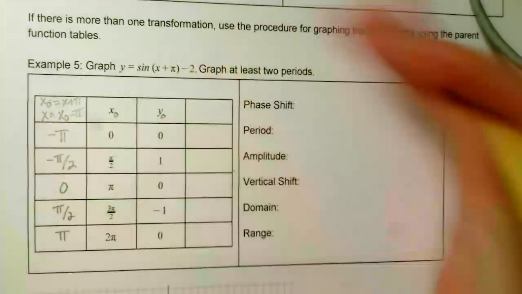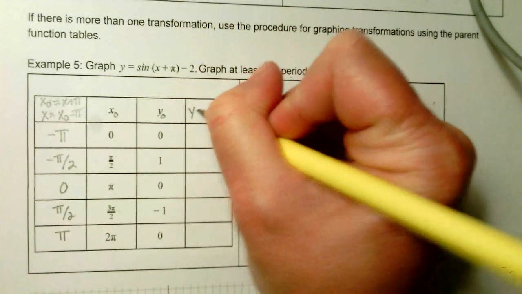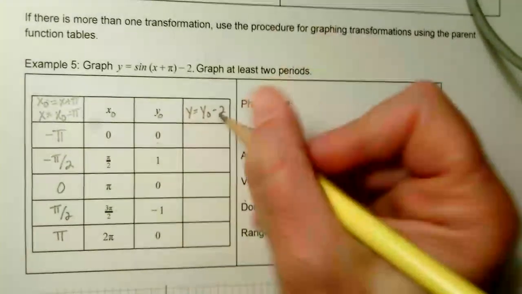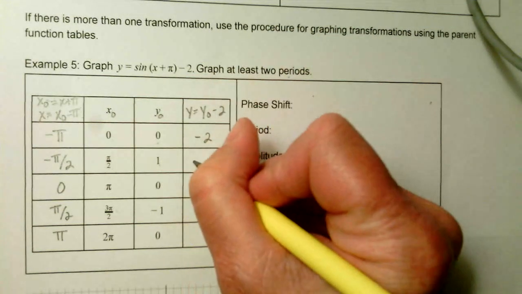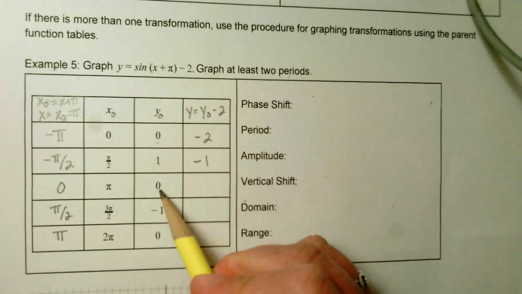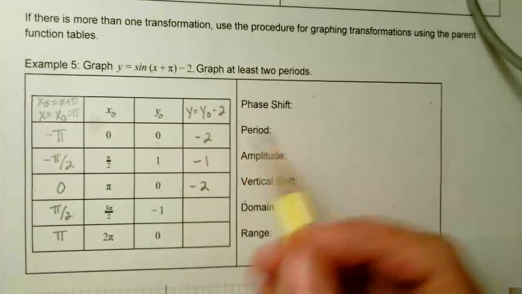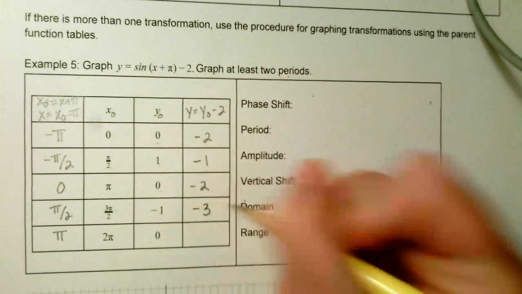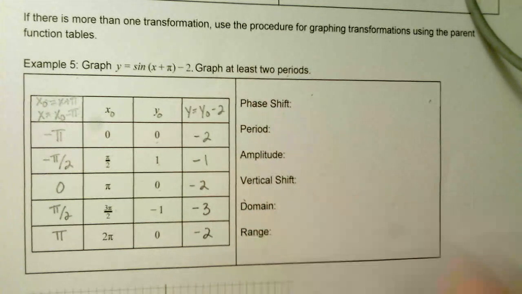In terms of my y, I notice that my y is now equal to my original minus 2. So 0 minus 2 is negative 2. 1 minus 2 is negative 1. 0 minus 2 is negative 2. Negative 1 minus 2 is negative 3. And 0 minus 2 is negative 2.